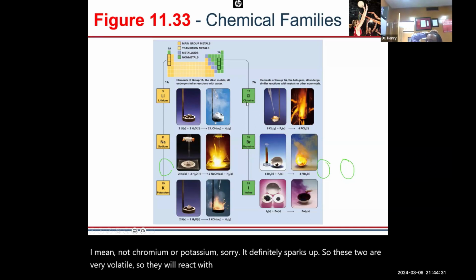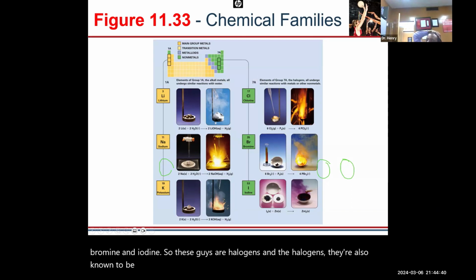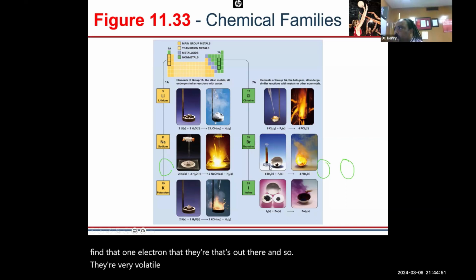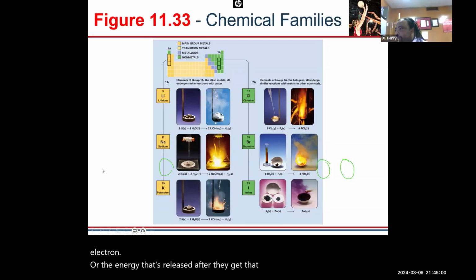Now, that's the same thing with chlorine, bromine, and iodine. These guys are halogens. And the halogens are also known to be very reactive. They're so close to being a noble gas, they want to try to find that one electron that's out there. And so they're very volatile. They'll ignite and stuff like that, trying to get that one electron, or from the energy that's released after they get that one.